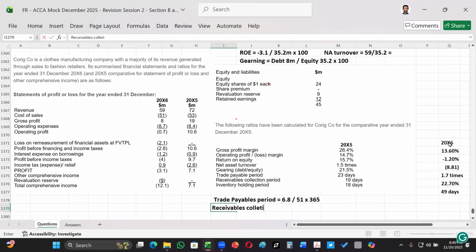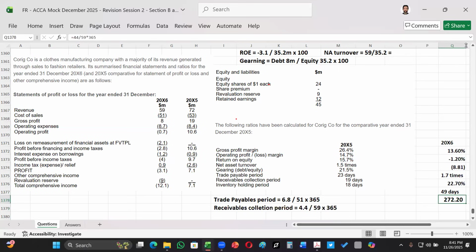The receivables collection period is going to be 4.4 divided by the sales, which is 59. We multiply it with 365 and we get the answer. So let's see. That is 4.4 divided by 59 multiplied by 365. Let's see what is the answer.